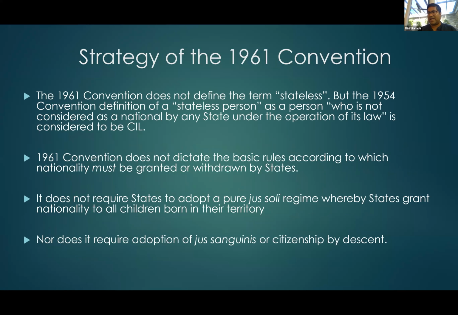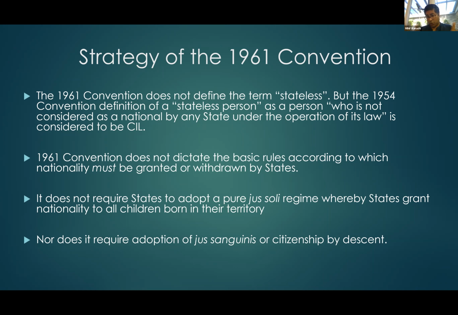All right, now let's come to the 1961 convention, which is the central convention on the reduction of statelessness. I'll begin by pointing out that this convention does not define the term stateless. However, considering that it follows the 1954 convention in sequential order, the definition of a stateless person is understood to be the same as in the 1954 convention, also for the purpose of the 1961 convention. As we have seen extensively in various debates, both on the forum and in the first webinar, the 1954 convention defines a stateless person as someone who is not considered as a national by any state under the operation of its law.